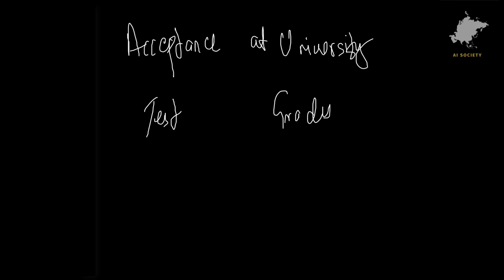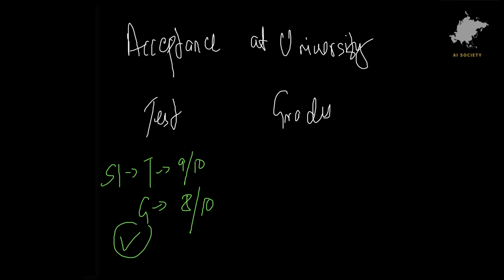Now let's say we have a student 1. This person has scored in the test, let's say, 9 out of 10, and in grades this person has scored 8 out of 10. So this person has an entrance test score of 9 out of 10 and grades of 8 out of 10. Tell me whether this person should get accepted at the university or not. Obviously you will say that this person should get accepted at the university.